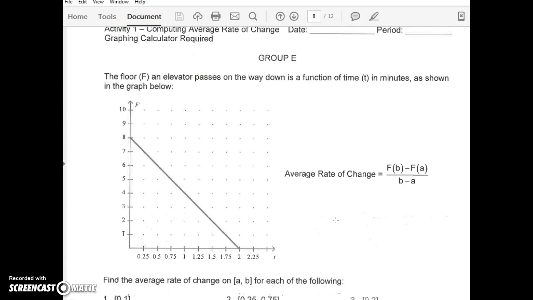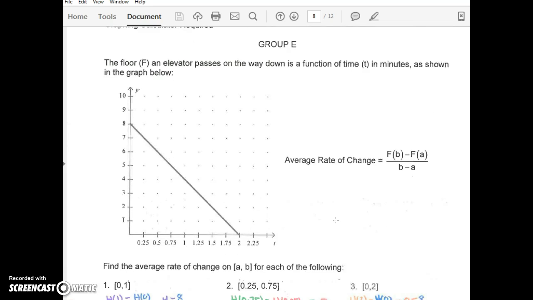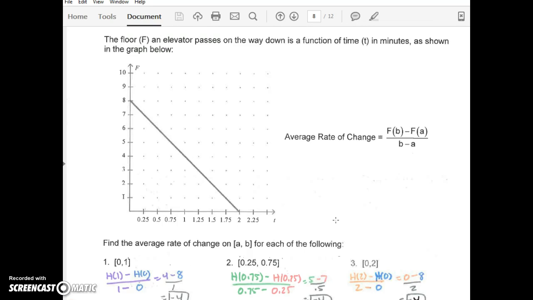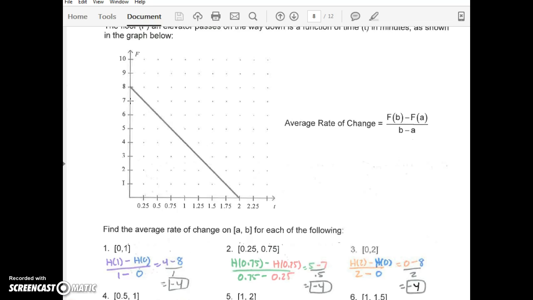But what I really want to take a look at are the graphs. Let's talk about this one. The floor of an elevator on the way down is a function of time in minutes as shown in the graph below. Find the average rate of change using this formula. We're going to take f of 1, and if I follow it up, we find out that that's 4. F of 0 is 8. We're just using the inputs of the graph to figure out what the height of the function is. And we end up getting negative 4.